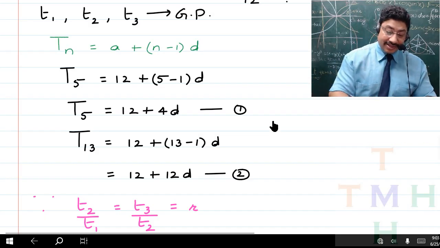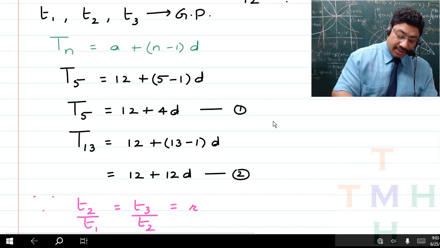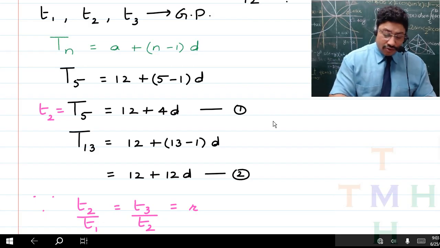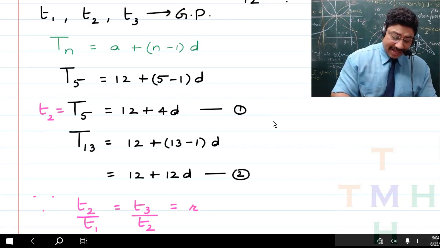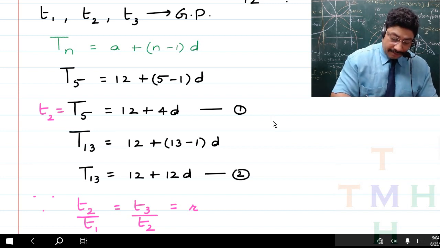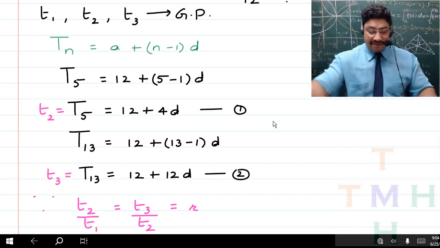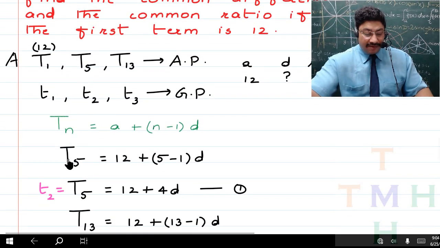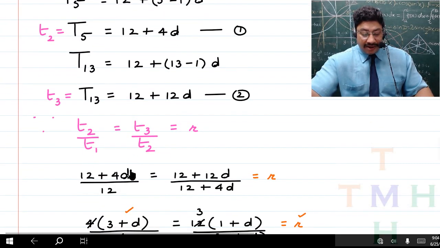So I'll rather write this: if you talk about T2, then that is your T5 of the AP. And if you talk about T13, that is actually what? That is your T3 of the GP, right? Okay, so now we have our T2, we have our T3, and obviously our T1 is 12, as we've already written it. Now further, we have the ratio to be equal to r.